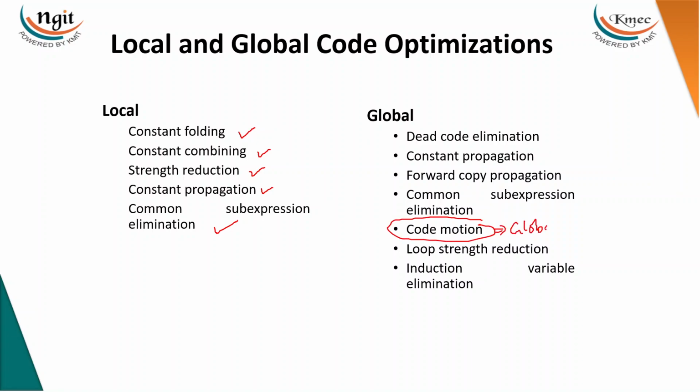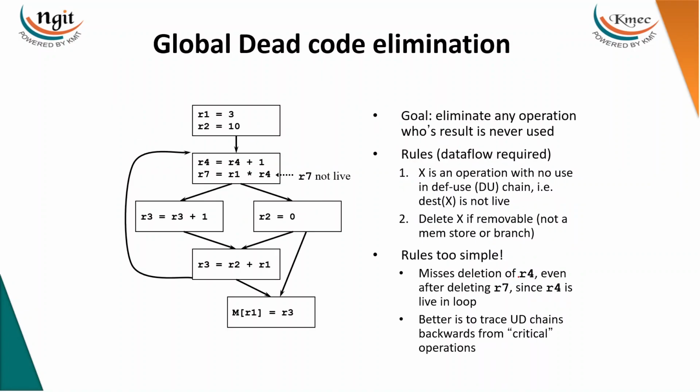Copy propagation you can perform in local also. Loop strength reduction, of course, we can apply in both. And induction variable elimination, again, is only for loops. Then we'll go for the first one, global dead code elimination.